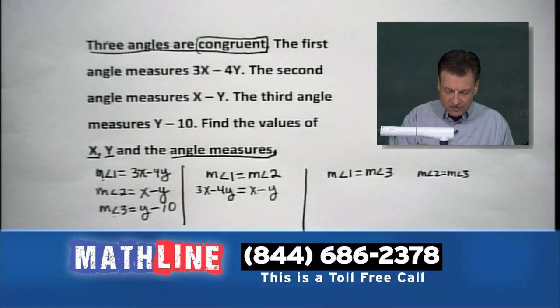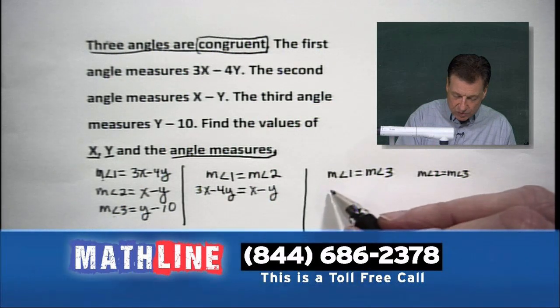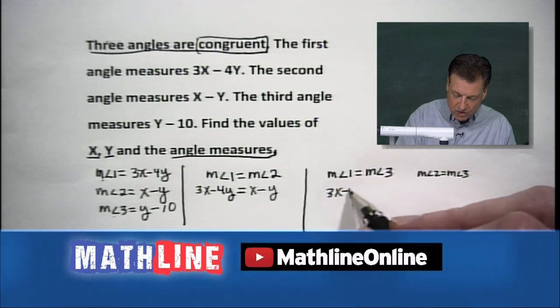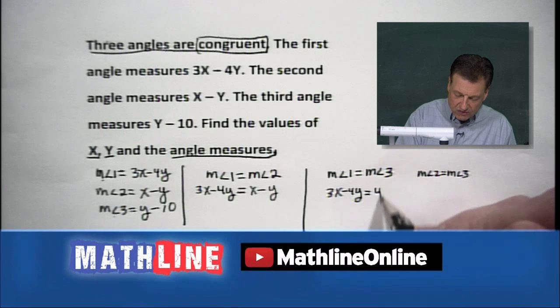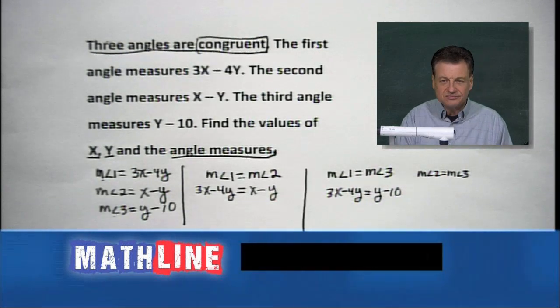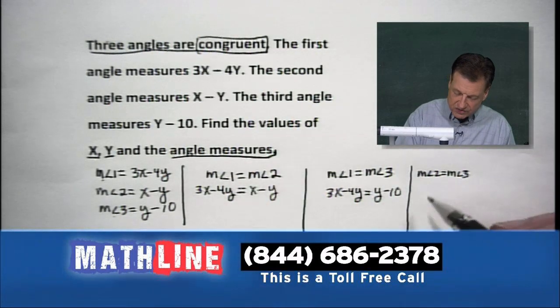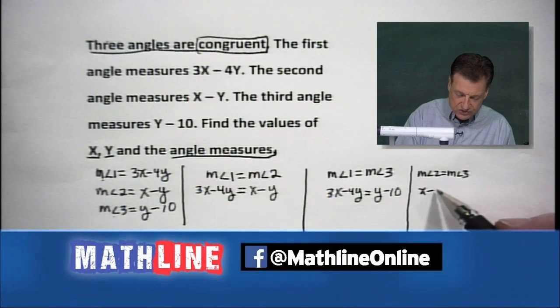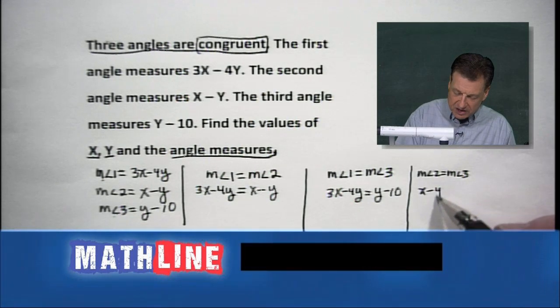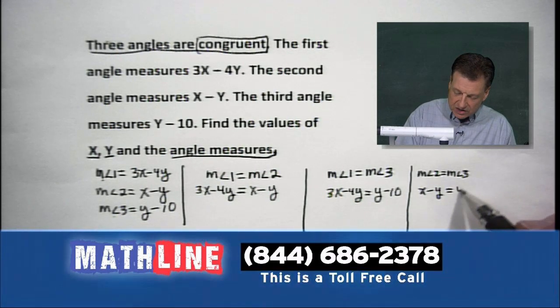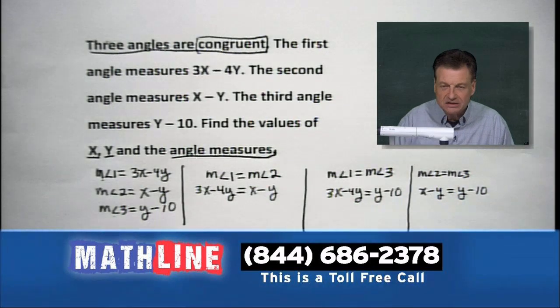Now, where does that come from? That's going to give us what? We're back to 3x minus 4y. And this time we're going to have y minus 10. Pretty straightforward. And last but not least out here, we got this 2 and 3 relationship, which might be one of the easier of the pieces here to fit. Let's see, we got x minus y equaling y minus 10.